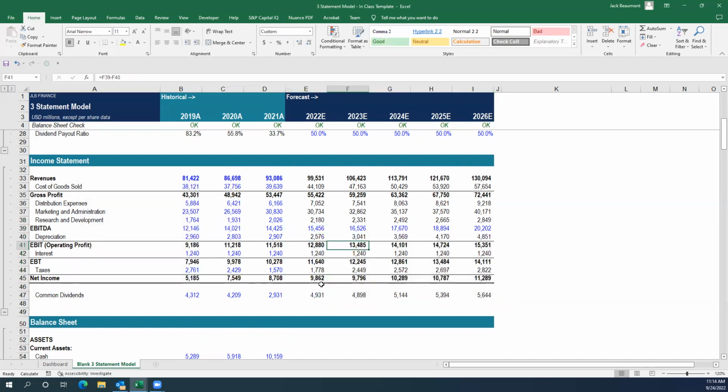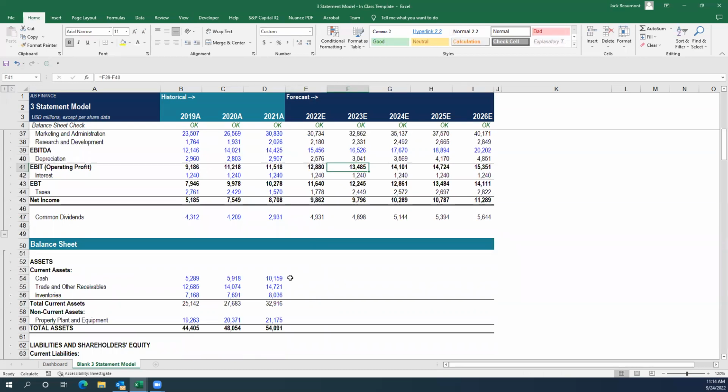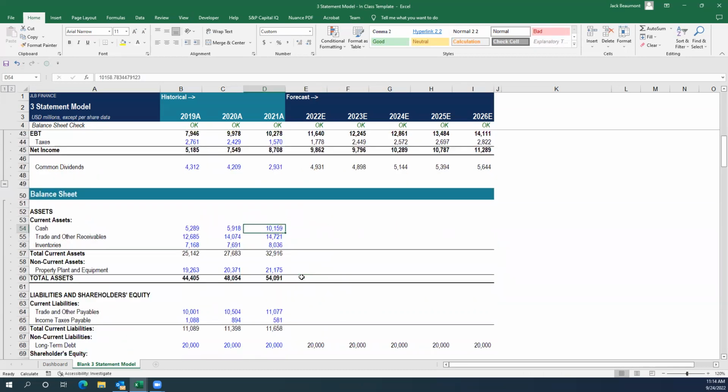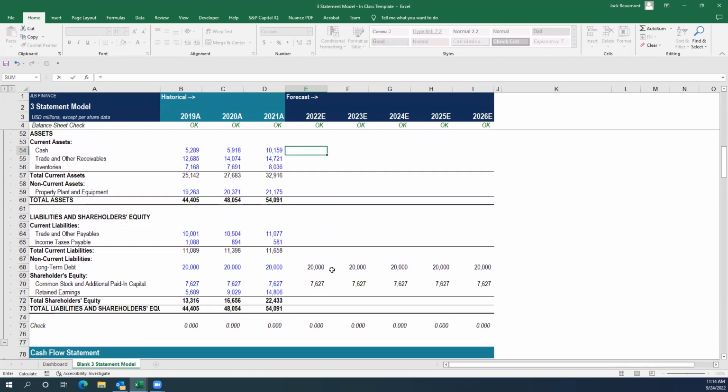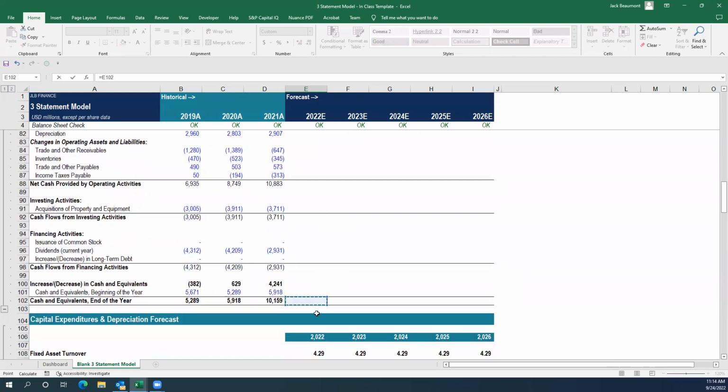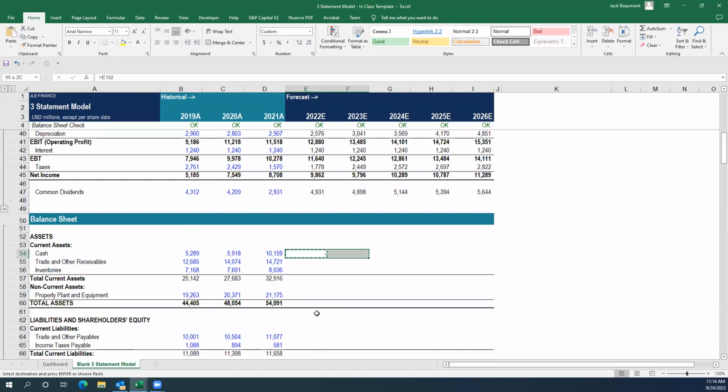Cool. And so we've done our income statement. That's all done. So we can move on to the balance sheet now. Cash, we're going to actually do in our cash flow statement later on. So go ahead and reference the bottom of that, copy that across so that'll fill out automatically.